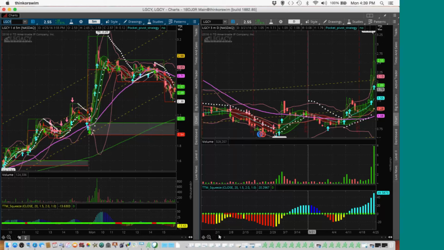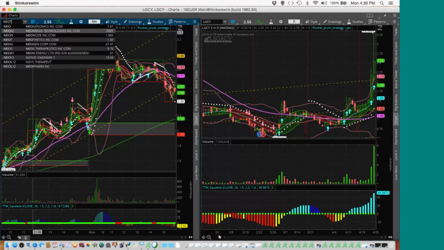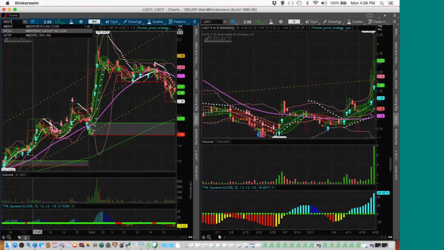On the daily chart, you can see there were these little bursts of volume. We can also use EdgeRater to find these pocket pivots in our scans. The last stock we talked about that was in play was Neothetics. I'll show you that chart.